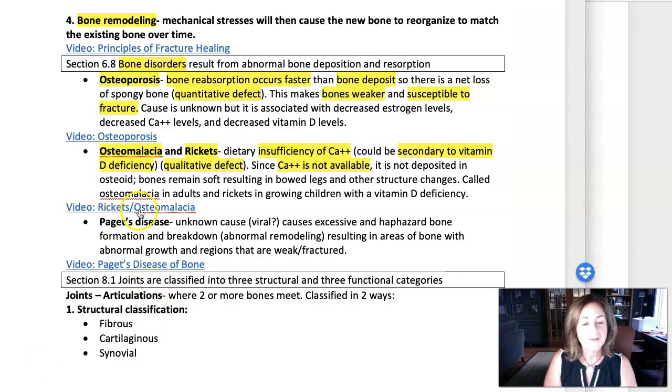And then the last disease we need to know about, Paget's disease, is kind of like a combination of these things, in that you have both bone reabsorption and bone deposit, but abnormal in both cases. So it's an excessive bone reabsorption and excessive bone deposit. And so what happens is the bone becomes strong in some areas, weak in some other areas, susceptible to fracture, and it could even be misshapen.